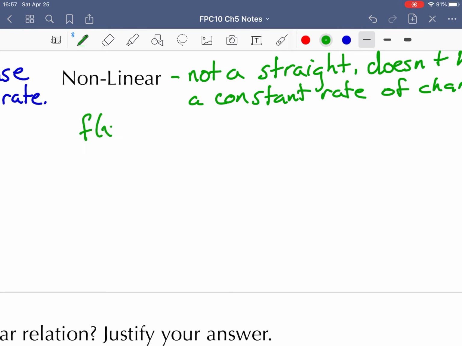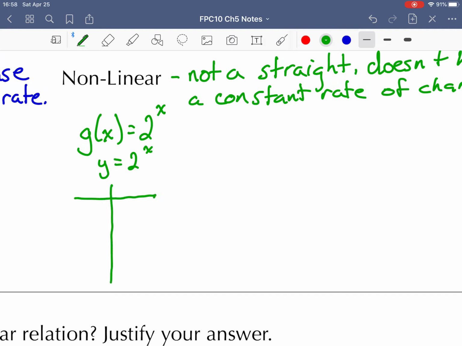Now, we're going to change this up just a smidge, and we're going to get a nonlinear function. So here's my function. And I should not call this function f because I already have a function f. So I'm going to call this function g of x equals 2 to the power of x. It's a little bit different. So if I write this in two variable notation, it'll be y is equal to 2 to the power of x. Let's build a table of values, and we'll quickly see that this is not linear.